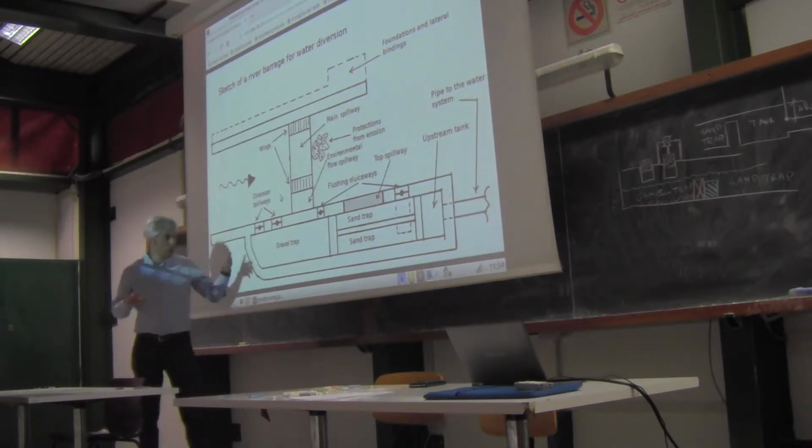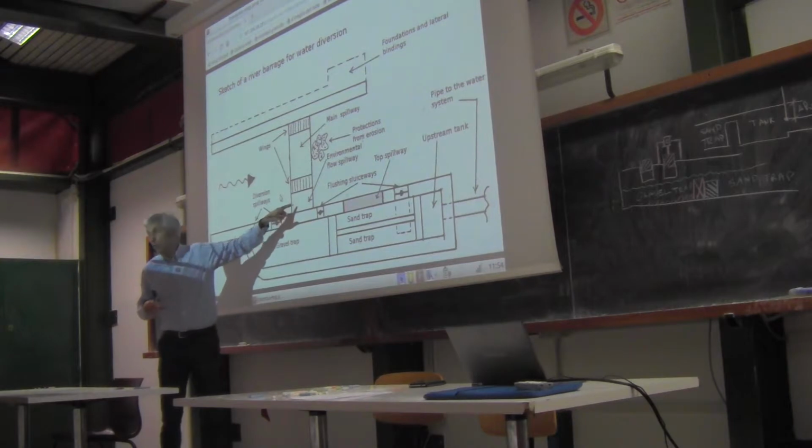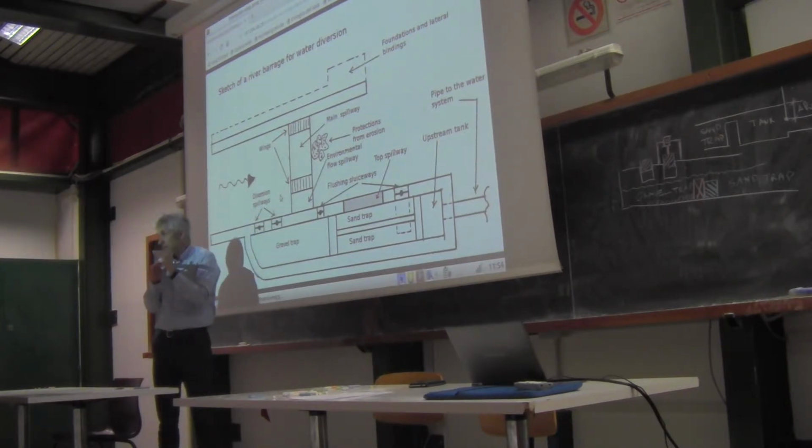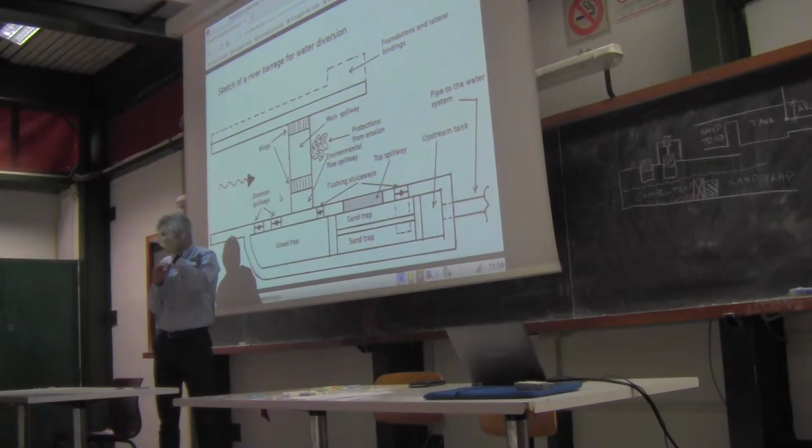If we get more water from upstream, the water level in the pool increases, and therefore the water level over the environmental flow spillway increases as well. Which means that the flow, the environmental flow increases, because over a spillway, if you have an increase of the water level, you have an increase of the flow over the spillway. This is quite clear.